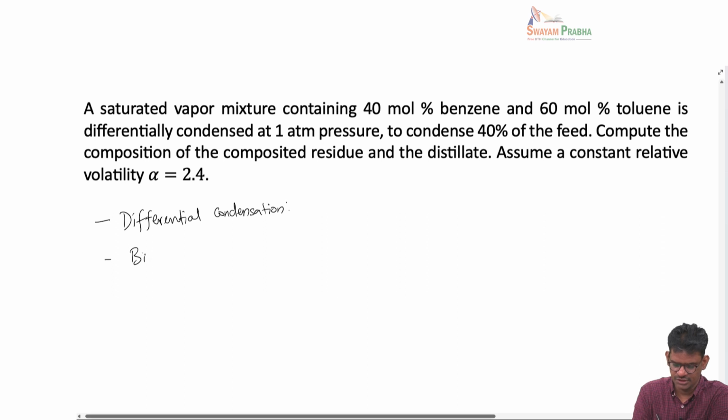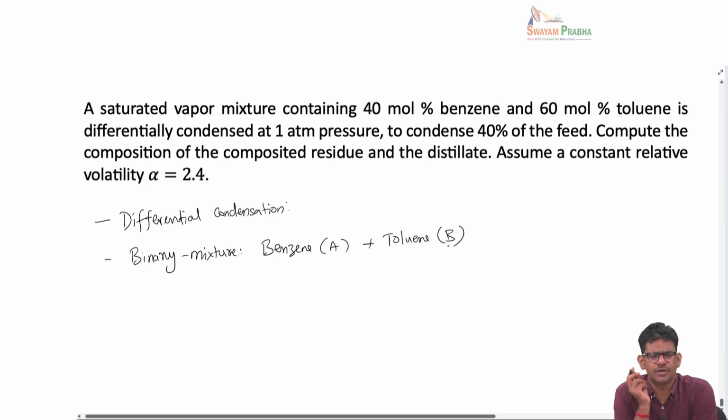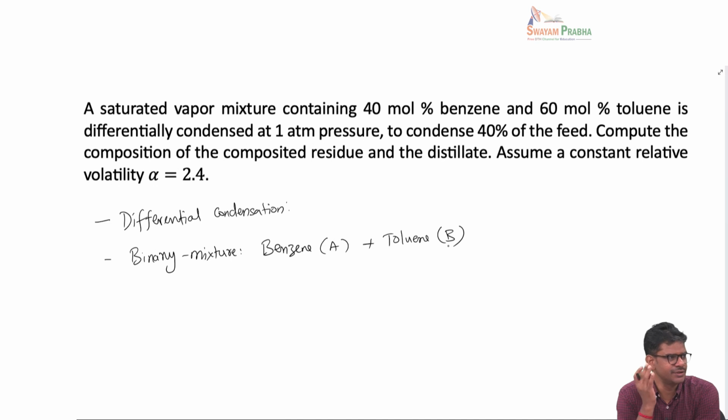So the binary mixture here is benzene and toluene. And if you do not know which one is more volatile or which one is less volatile, I mean, sometimes it's intuitive. We know about acetone, ethanol, methanol. But when you don't know which one it is, usually the first compound will be the more volatile compound.